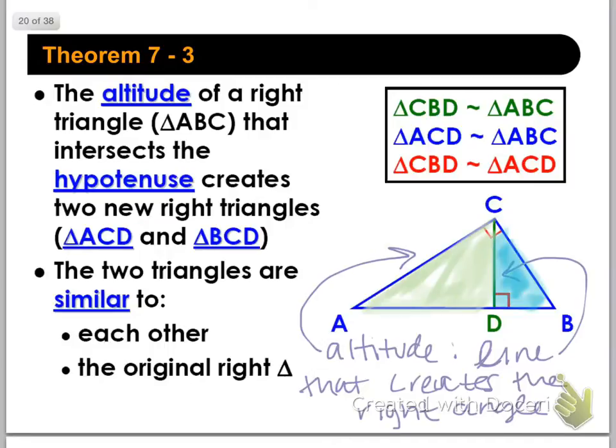We have the big one that I highlighted with the yellow, so that's going to be papa triangle. We have the green one, which is going to be mama triangle, and then this blue one, which is going to be baby triangle. All of them will be similar to each other, so here is our similarity statement.